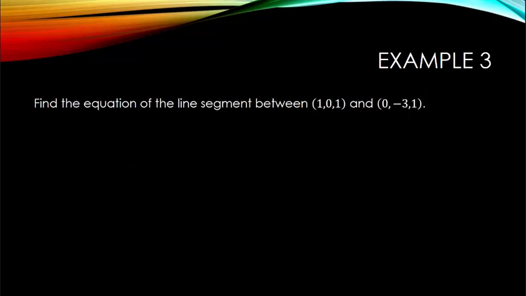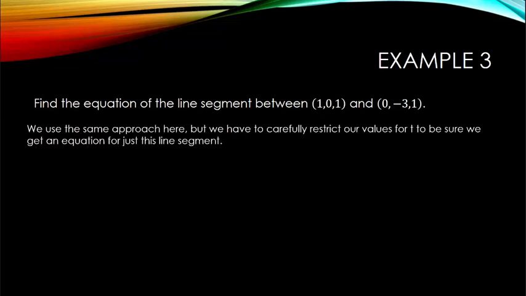Here's another example. I want to find the equation of the line segment that is between the point 1, 0, 1 and the point 0, negative 3, 1. We are going to use the same approach here, but I have to be careful about restricting my values of t so that it gives me only that line segment. My vector v is going to be given by the components 0 minus 1, negative 3 minus 0, and 1 minus 1. This gives me the vector with the components negative 1, negative 3, and 0.